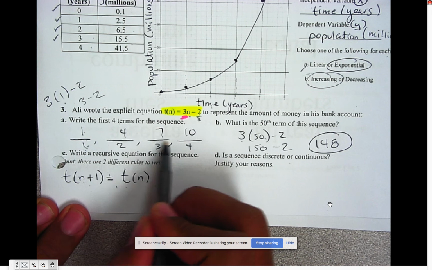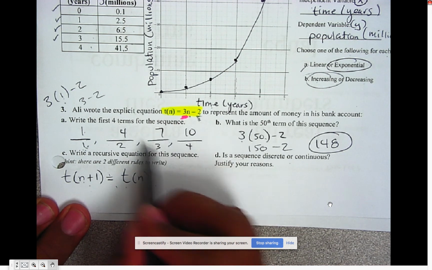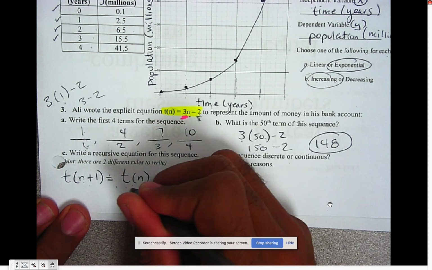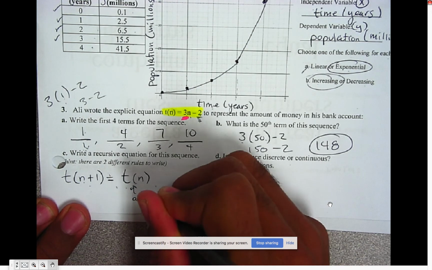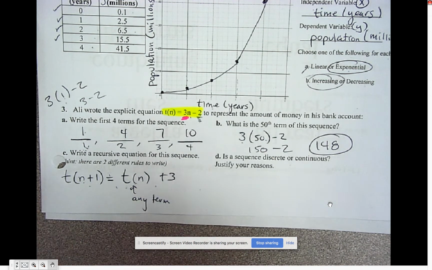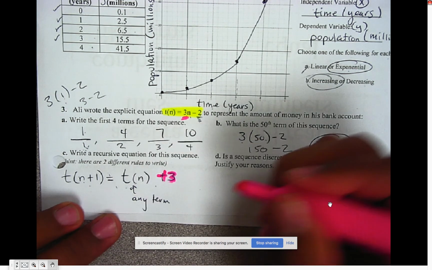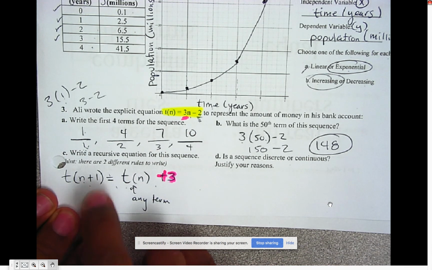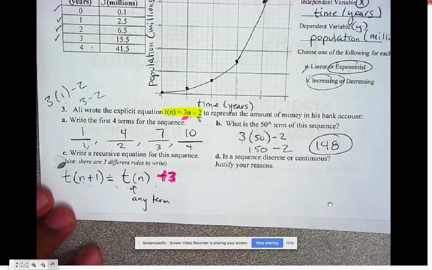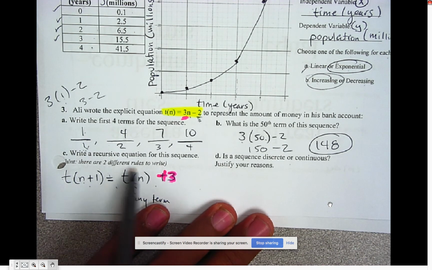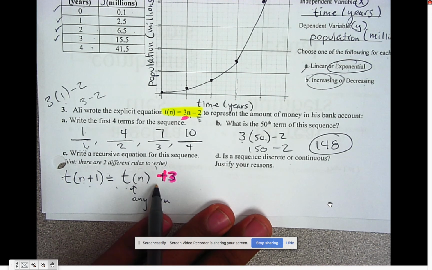Now in the case of an arithmetic sequence here where we're adding, if I have any term, because this represents any term, to get the next one, I simply add 3, or add the common difference that I had before. So it's just t of n plus 3. And don't forget the t of n plus 1. That's the important part. Okay, so now it says there are 2 different rules. There's another way, but this is the way I want you guys to write it.